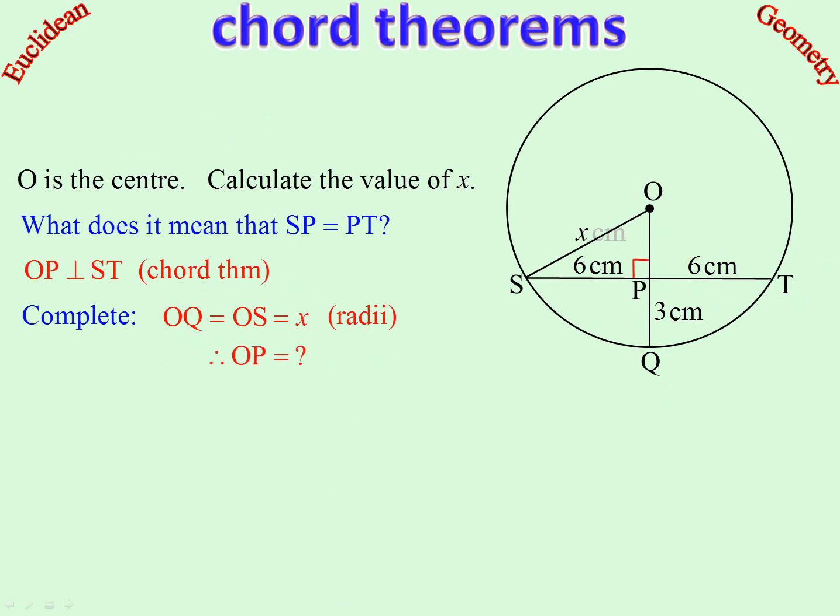So therefore we can now find the length of OP in terms of x. There's x, that's 3, therefore x minus 3. We have a right-angled triangle, we can form an equation. Pythagoras' theorem.